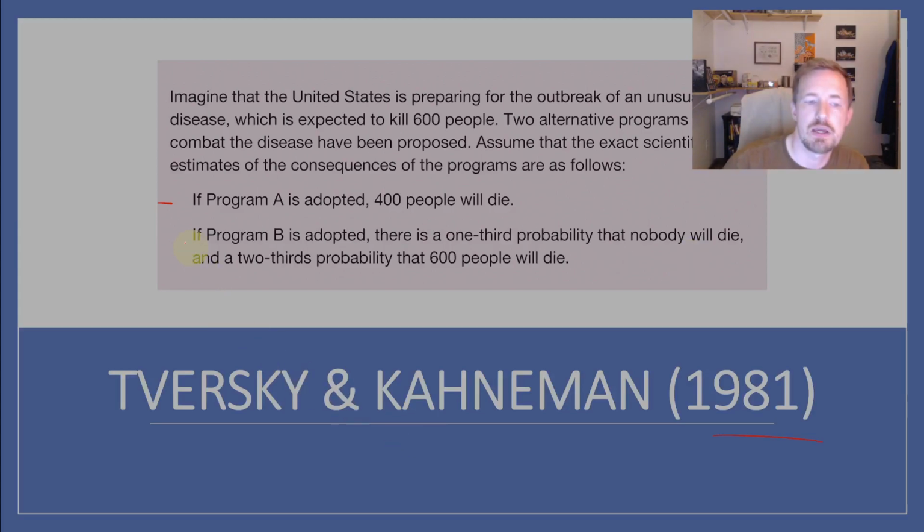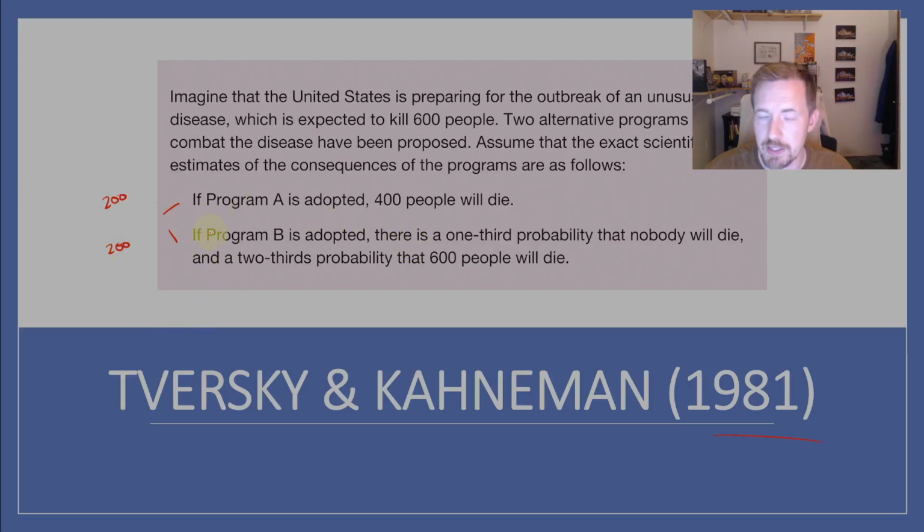Okay, so if we were to do the math, and if you don't believe me, you can do the math on this, basically these are going to be statistically the same. That basically what we're saying here is that on average for A, we're guaranteeing 200 people are going to live. And if we go with B, probabilistically 200 people are going to live.